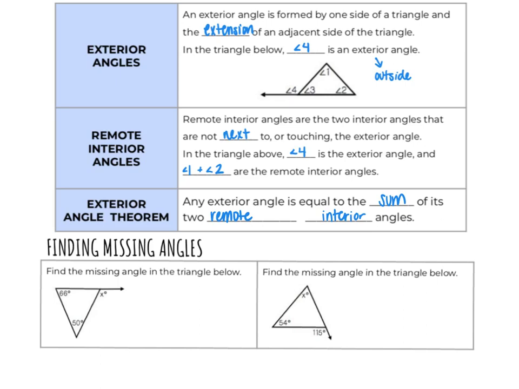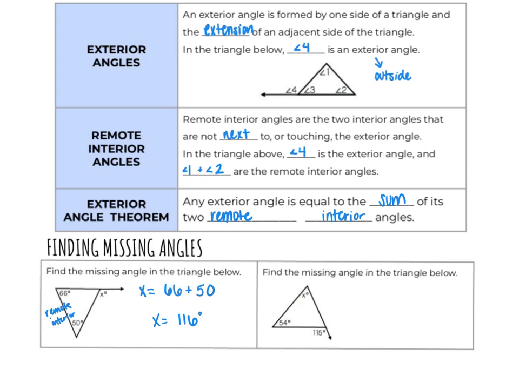I can see that these two angles are the remote interior angles to angle x. So what that means is that x, the exterior angle, would be equal to the sum of its two remote interior angles. So here, x would be equal to 66 plus 50. So x would have to be 116 degrees.